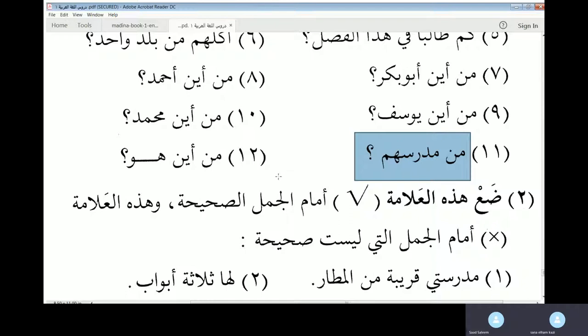Man mudarrisuhum? Who is their teacher? Mudarris is a singular word. Mudarrisuhum, their teacher is, let's say, Muhammad. Mudarrisuhum Muhammadun. Min aina huwa? Where is he from? He is from, let's say, Japan. Huwa min al-Yabani.